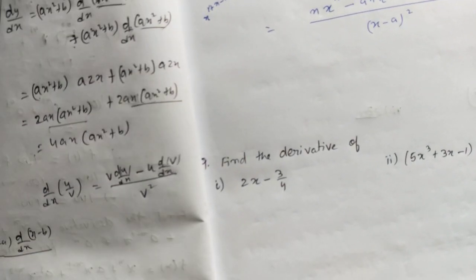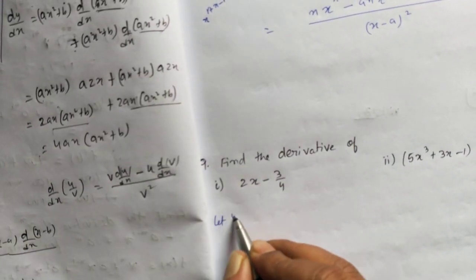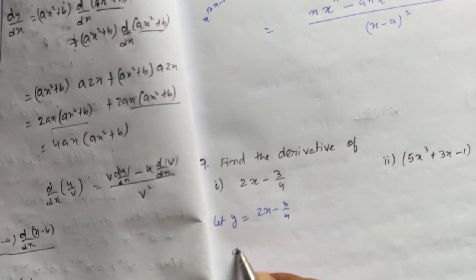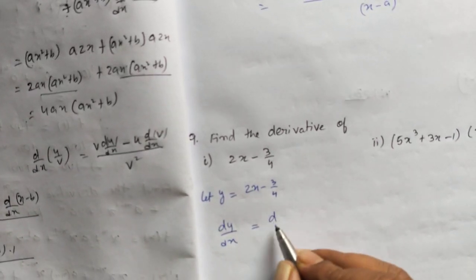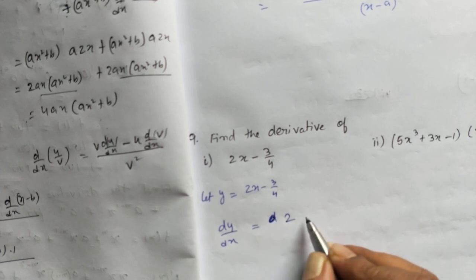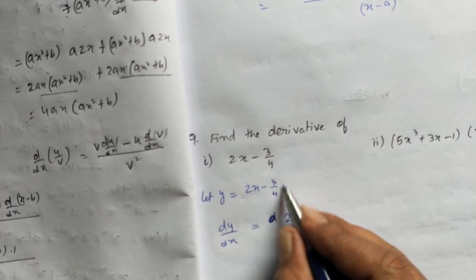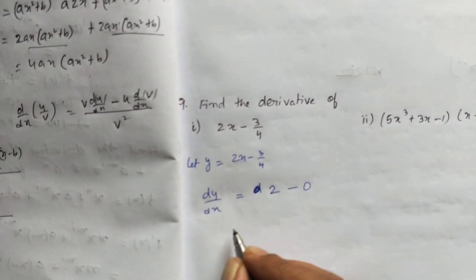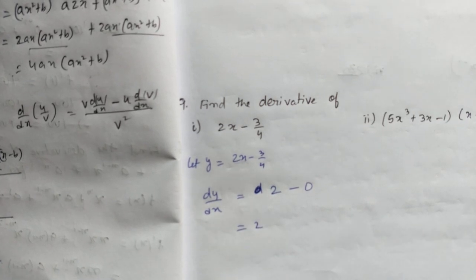Let's derive this. Let y equal to 2x minus 3 by 4. dy by dx will be, if you derive 2x, you get only 2. If you derive the constant term, you'll get 0. So the answer is only 2.